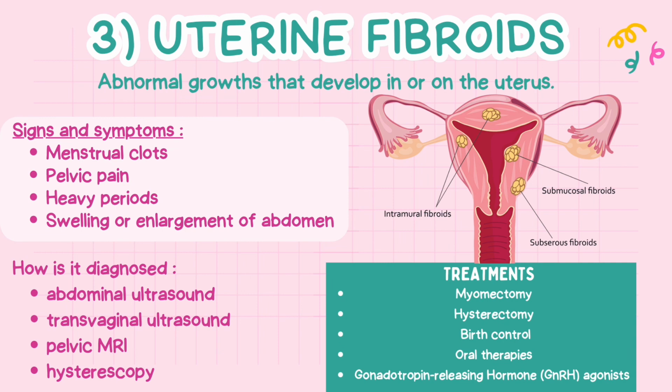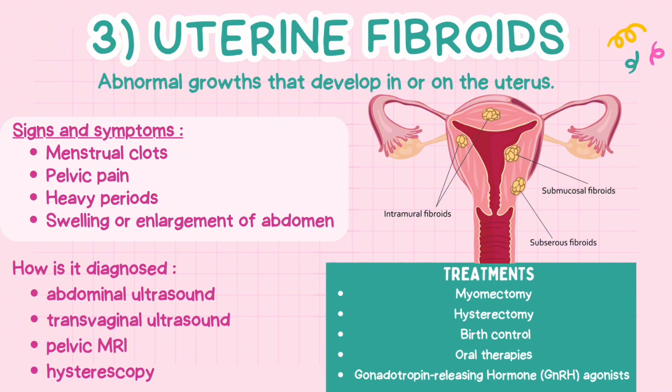The last one is uterine fibroids. So what is uterine fibroids? It is an abnormal growth that develops in or on the uterus. The signs and symptoms include menstrual clots, pelvic pain, heavy periods, and swelling or enlargement of abdomen. Uterine fibroids is diagnosed via abdominal ultrasound, transvaginal ultrasound, pelvic MRI, and also hysteroscopy.